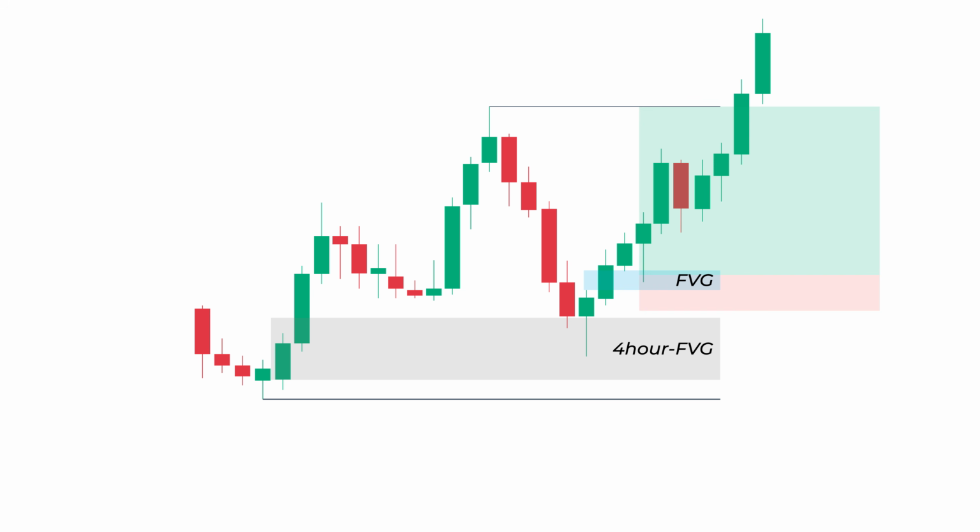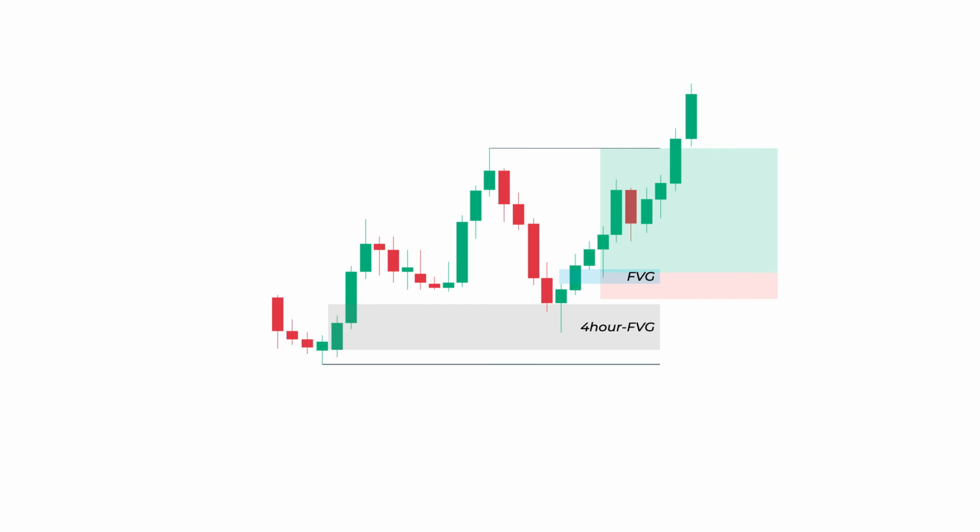So whenever possible, look to trade away from FVGs, not blindly toward them. Let the higher time frame FVG produce the reaction. Then use the lower time frame to confirm the new order flow leg.